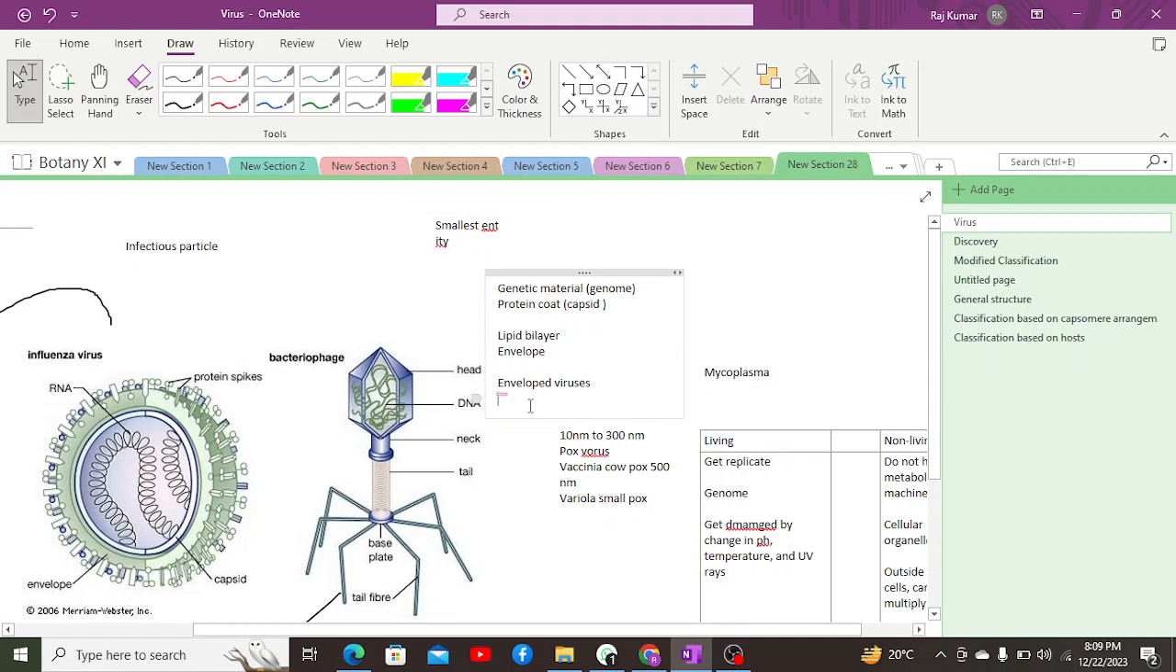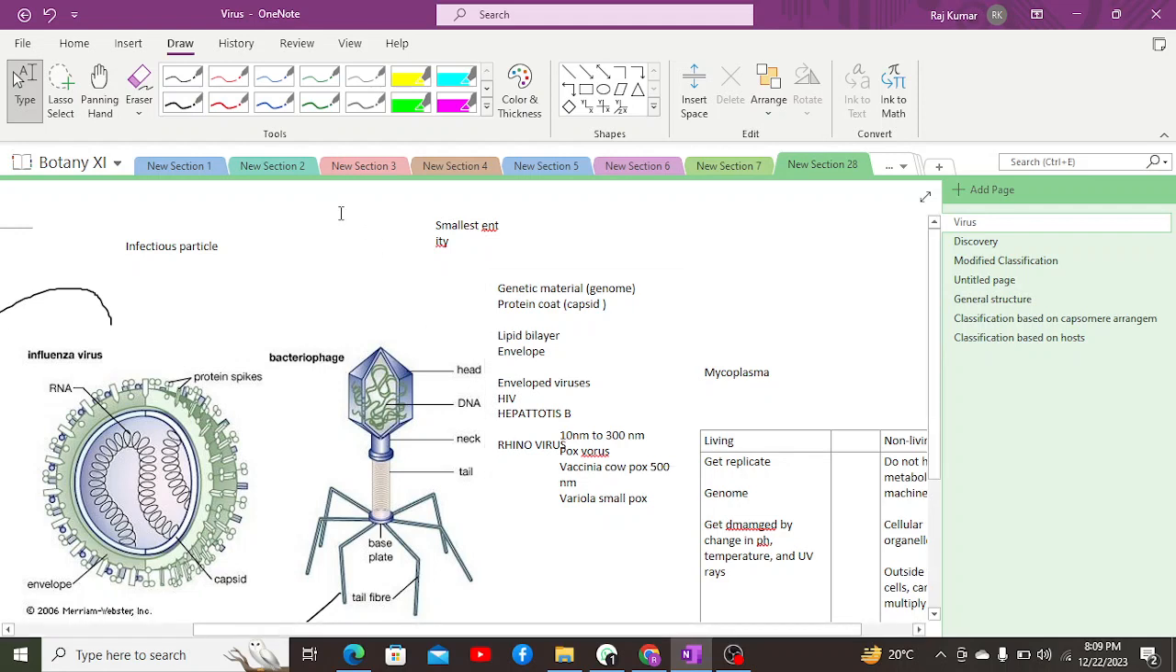Examples of these include HIV, hepatitis B, which are enveloped viruses. Rhinovirus is a non-enveloped virus.